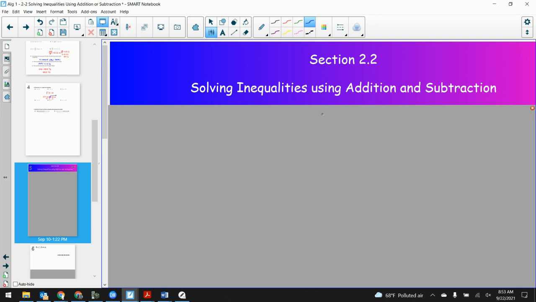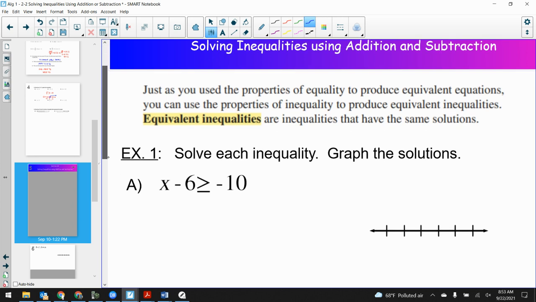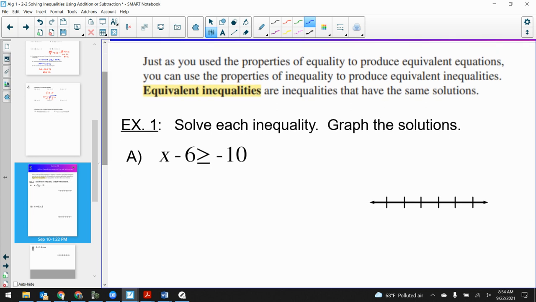Just so you guys know, we're planning on quizzing next Wednesday, a week from today, over sections 2.1 to 2.4. Just so you know what's coming. All right. Now, we solve inequalities exactly how we solve equations, with one little catch.